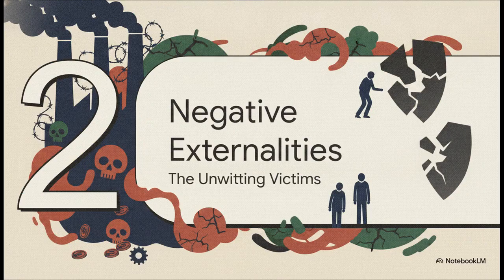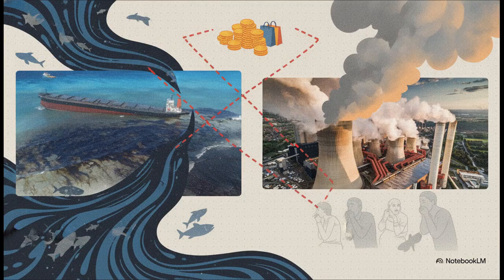Part 2. Negative externalities and costs. The unwitting victims. Now, abstract economic theories are one thing, but visual evidence brings this right into reality. Imagine a massive ship running aground, leaking oil straight into the ocean, or industrial power plants pumping thick emissions into the sky. The companies responsible for this are producing goods that we buy every single day. But the people who live near that ocean or have to breathe that air, they are the ones actually paying the true societal cost. They're literally the unwitting victims of these industrial actions.